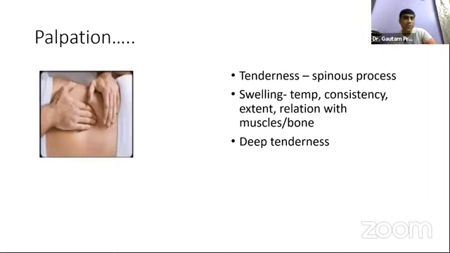After we have done with this inspection, the inspectory findings, then comes the palpation. In palpation, we have to palpate across the spinous process and along the paraspinal region. In the spinous process, we check if there is any localized tenderness or any deformity or a knuckle present over there. In the paraspinal region, we check if there is associated paraspinal muscle spasm. If there is any swelling, check whether there is an associated rise in temperature, what is the consistency, how far the swelling is extending, and its relationship with the bones and the muscles underneath.